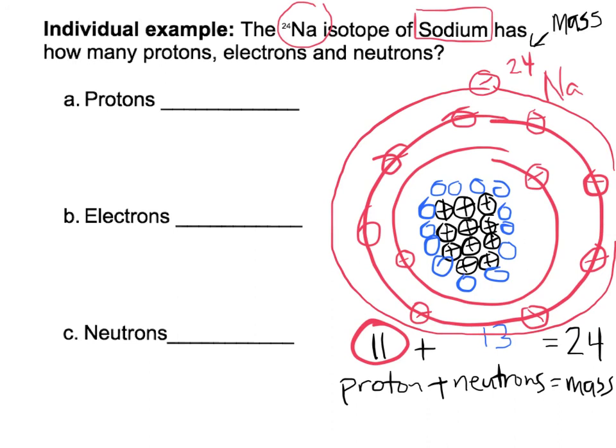So sodium has 11 protons. I figured it out multiple ways. How many electrons does it have? It also has 11 because it's neutral. How many neutrons does it have? 13. That's probably the hardest number to get, and I got it right here. Okay? So hopefully you guys got the same as I did.